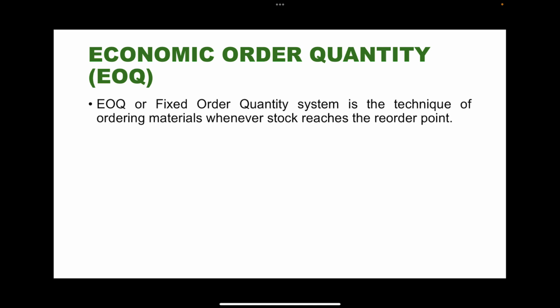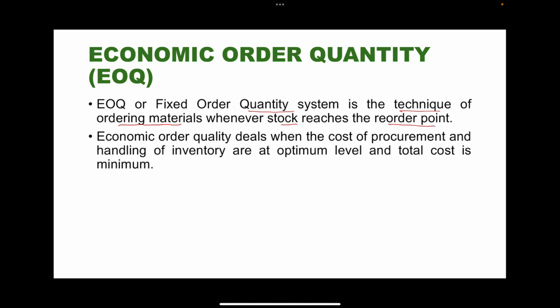Okay, let us see the definition. Economic order quantity or fixed order quantity system is the technique of ordering materials whenever the stock reaches the reorder minimum. You need to find what amount you need to order. Economic order quantity deals with when the cost of procurement and handling of inventory are at optimum level and total cost is minimum. So this is our aim.